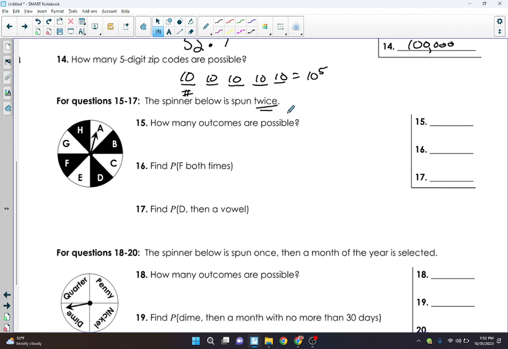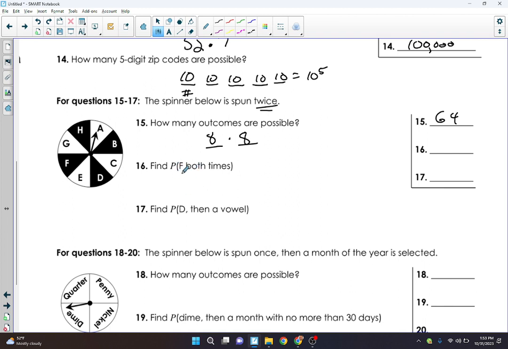Don't joke. So, the spinner is spun twice, okay? So how many outcomes are possible? So in this case, the first choice, I have 8 outcomes. The second spin, it doesn't remember what the first spin did, so I have 8 outcomes again. So it's 8 times 8, or 64 possible choices, okay? What's the probability of getting F both times?